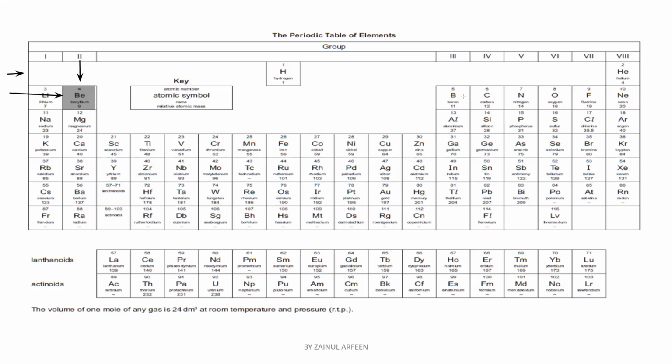If I ask which group sulfur belongs to, what is the group number for sulfur? When you check the group, it is group 6. And what about the period? When you check, this is period 1, 2, and 3. So this is the third period. So sulfur belongs to group 6 and period 3.